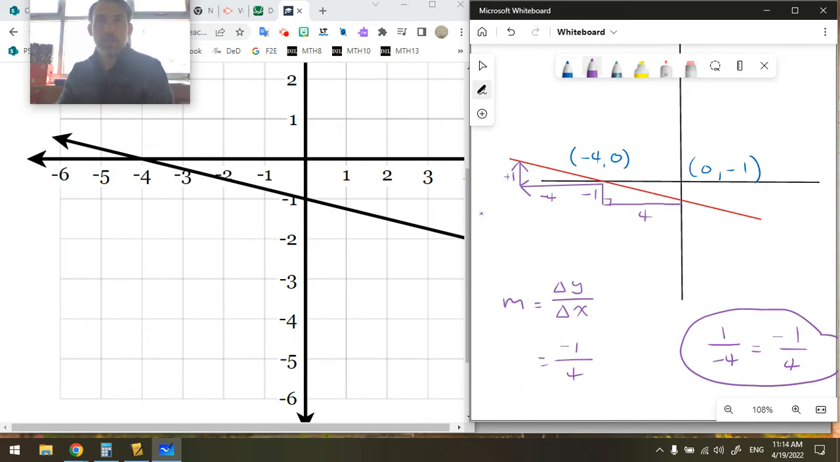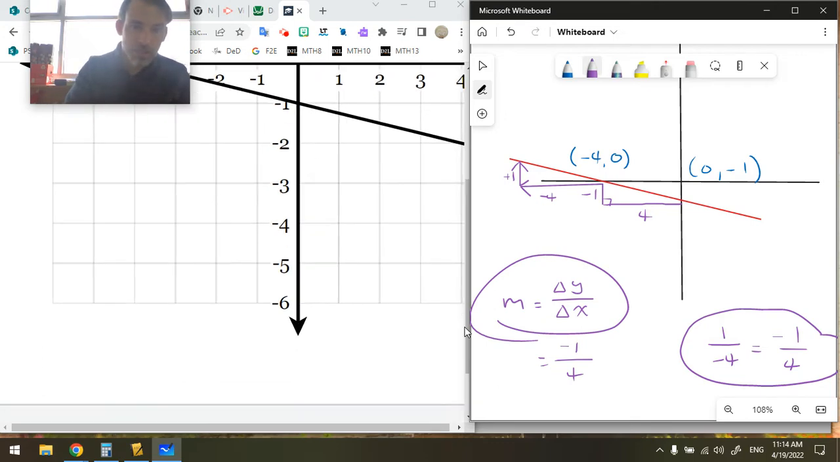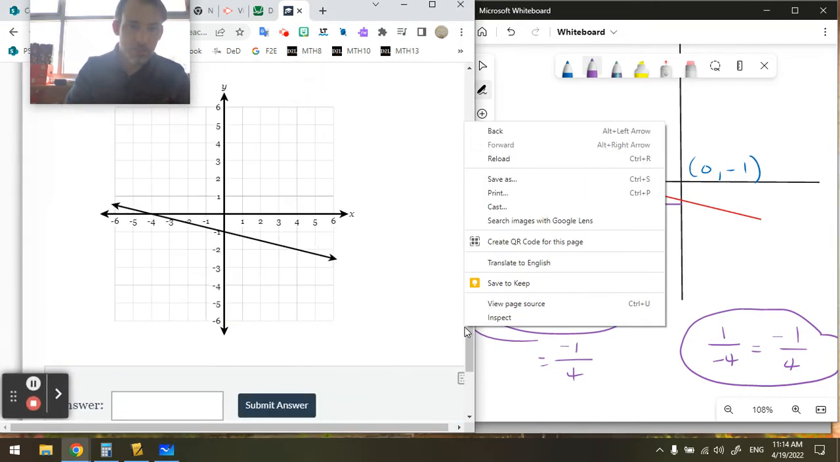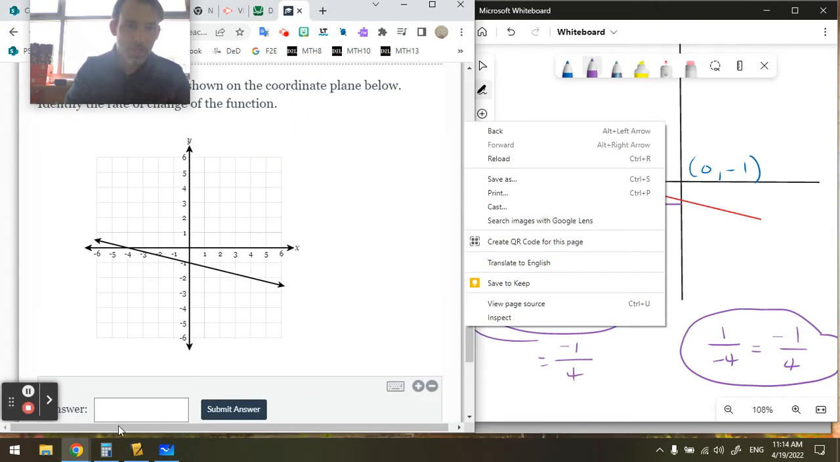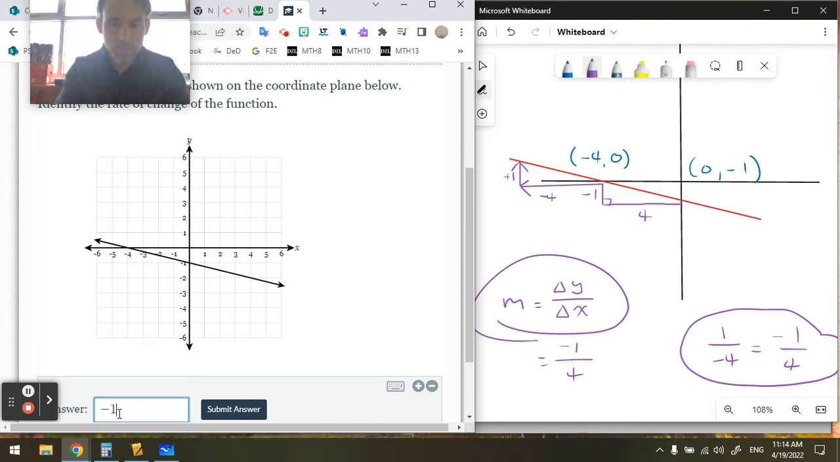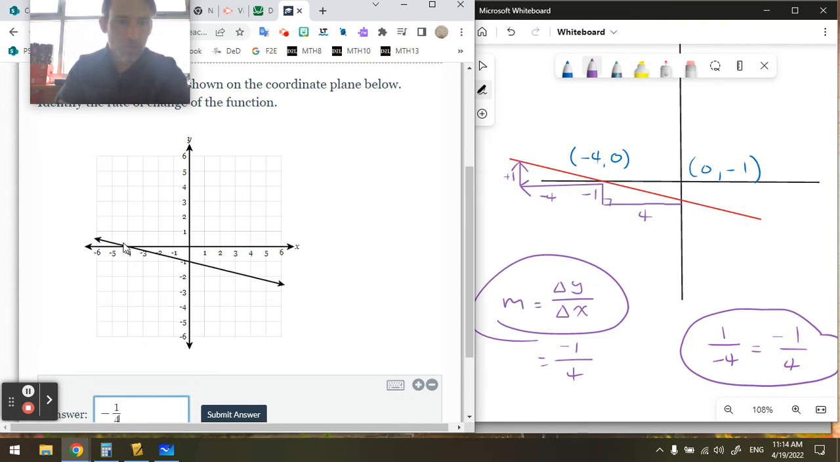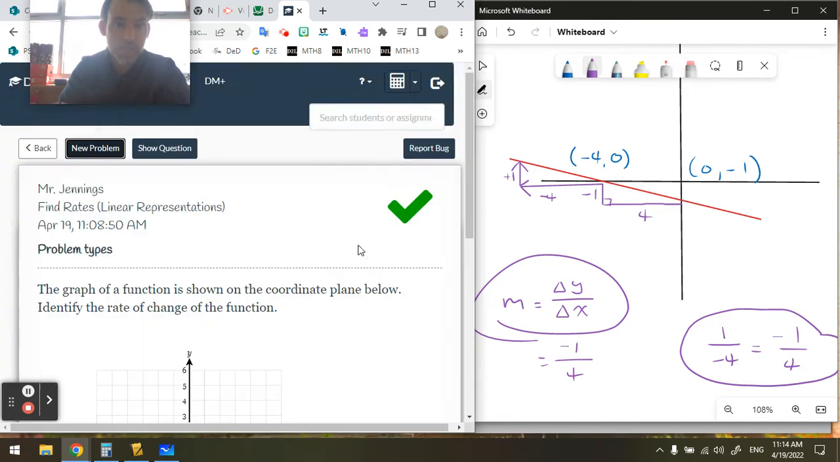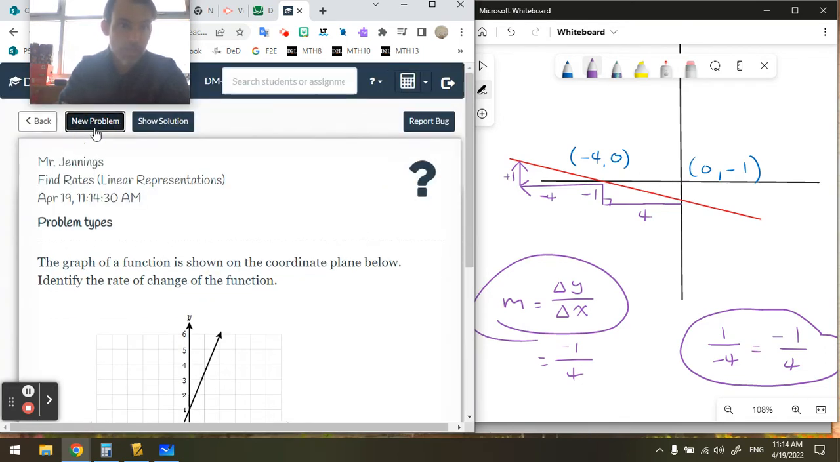Okay, so that's how you find m in these cases: you take change in y over change in x. So let's put that in here. Let's zoom out. There we go. And so this was negative a quarter. That means for every 4 it grows in the x, it decreases by 1 in the y. And that's true all the way along here. If I grow by 4 in the x, I decrease by 1, from here to here. That's true all the way along that line because the line's slope never changes. It's straight. Let's do another one.